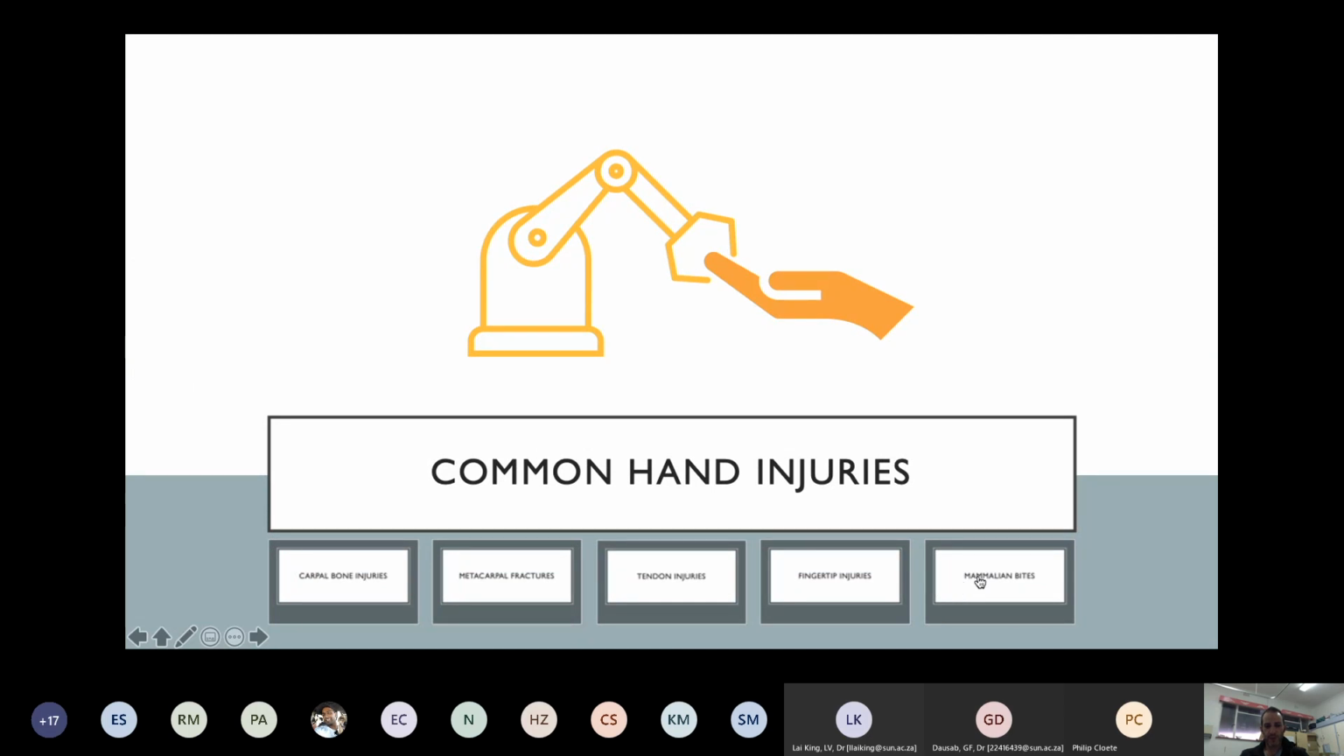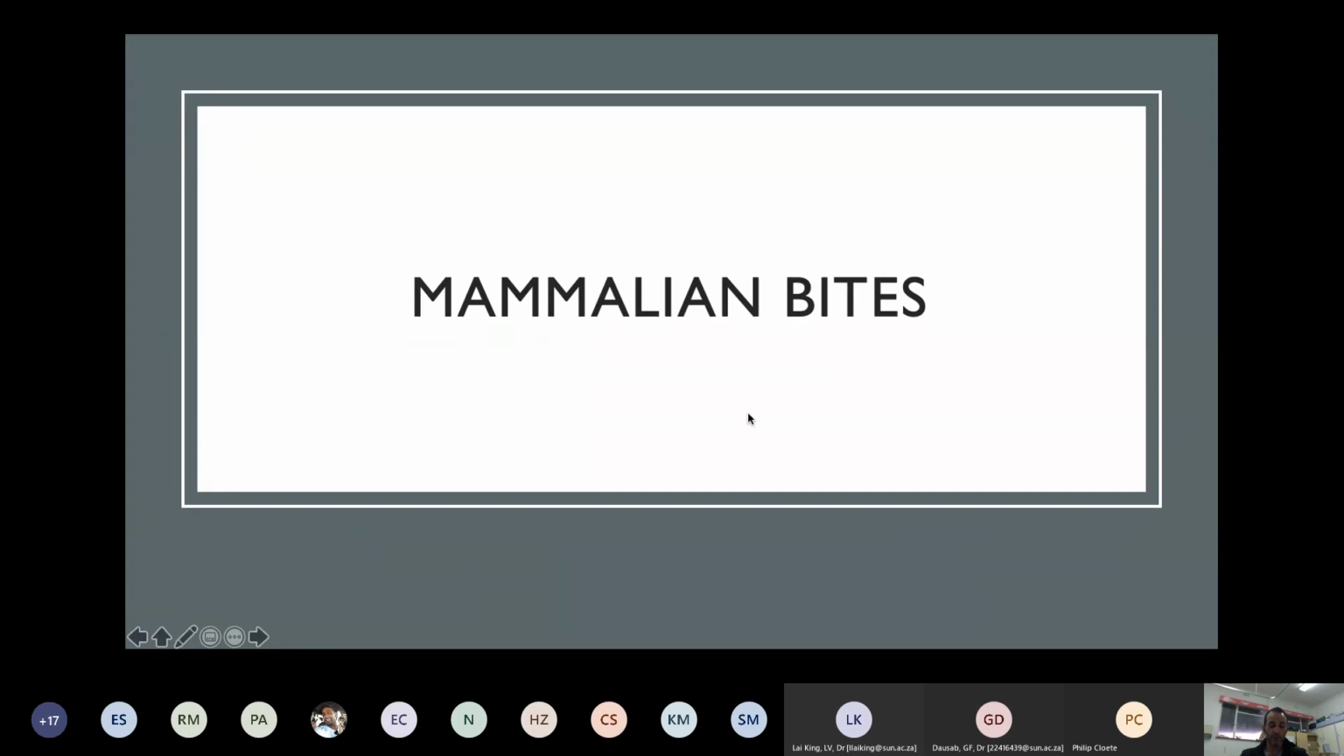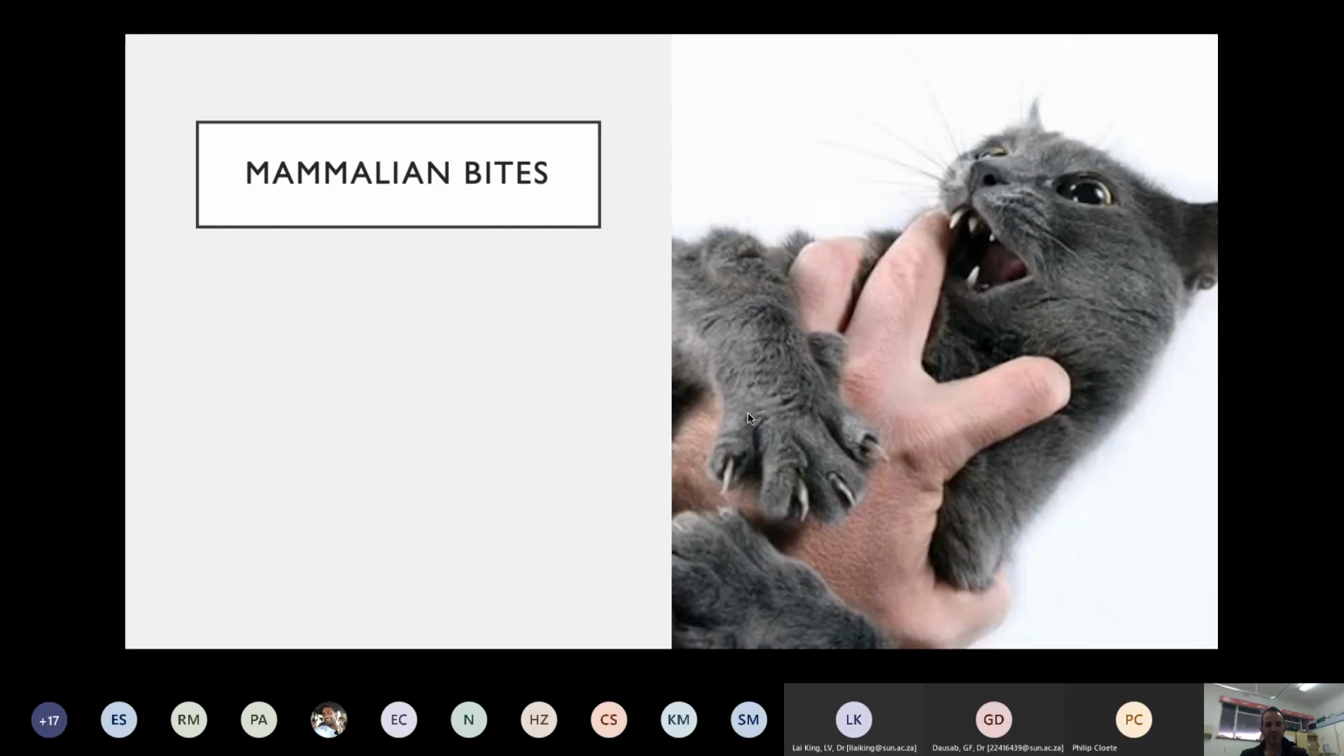Lastly, I want to talk about mammalian bites. When I talk about mammalian bites, I'm talking about dogs, cats, and humans.